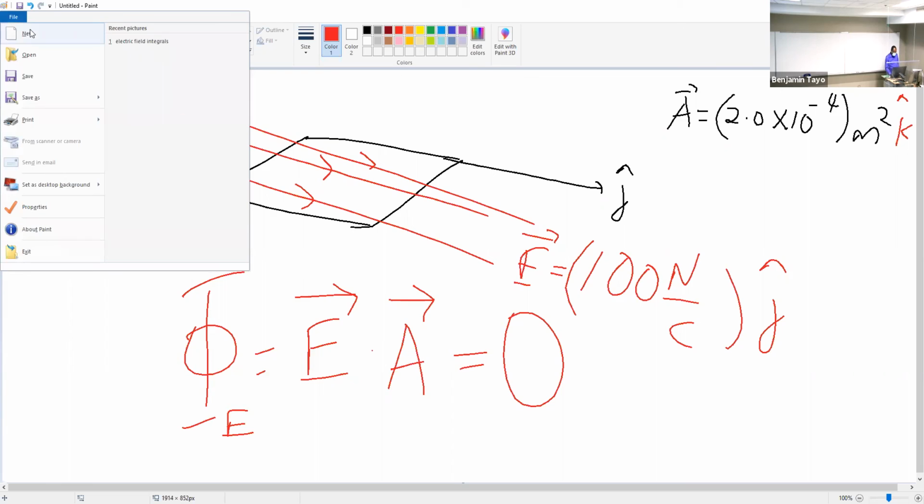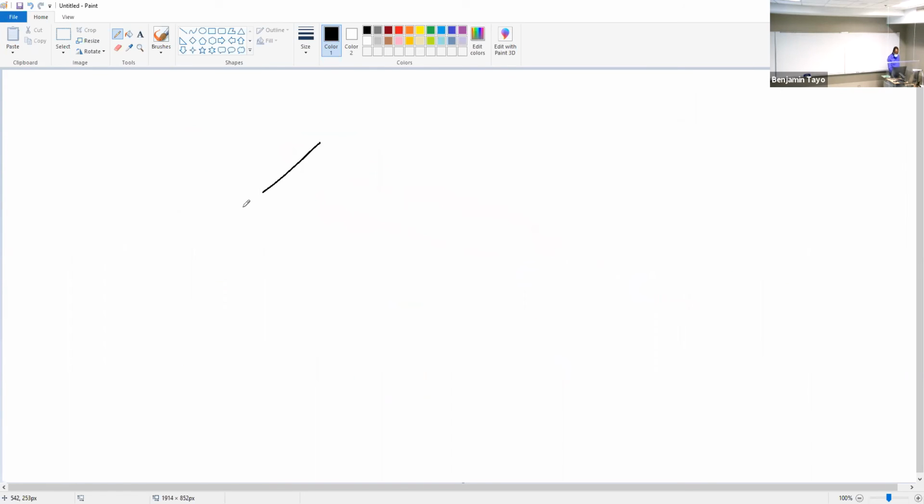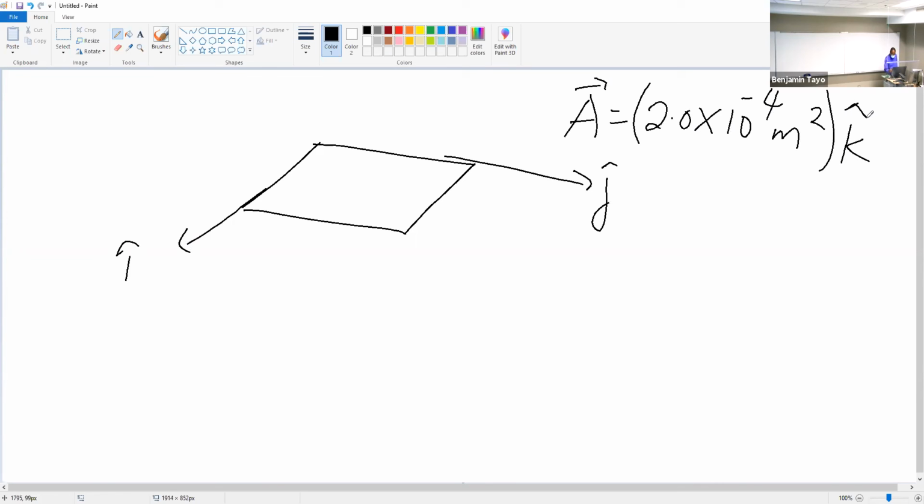Let's look at the second example here. Again, the same thing. I want to show more examples because I think if you understand these examples, it's going to help you to really understand what the electric flux is. So again, our area vector is the same, 2.0 times 10 to the negative 4 square meters in the k hat direction.